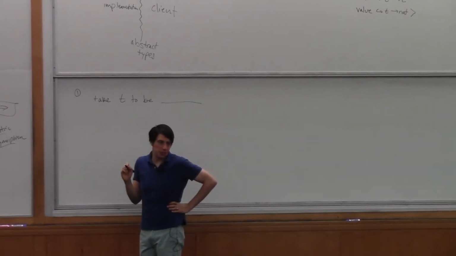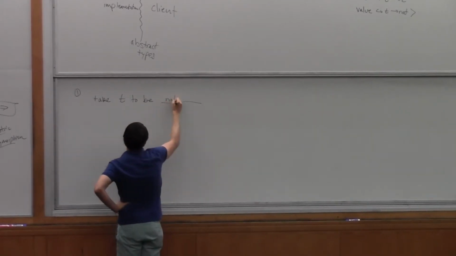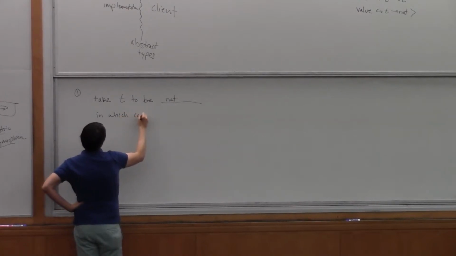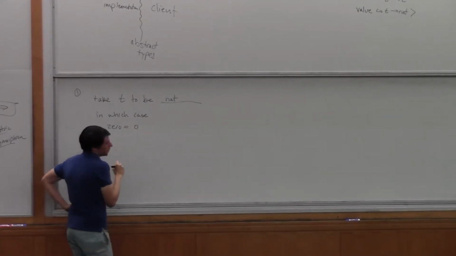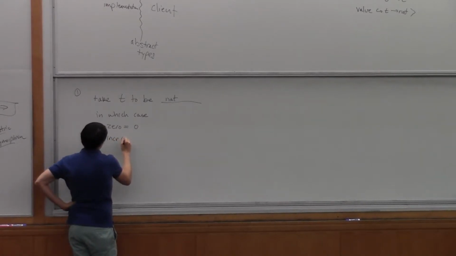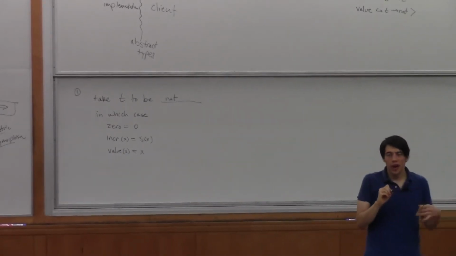Let's come up with the simplest possible thing that we can think of. Take t to be nat. In which case, what is the 0 counter? It's just the 0 of the natural numbers. What is the increment operation on a counter? What is the value itself? Okay? So why does that type check?